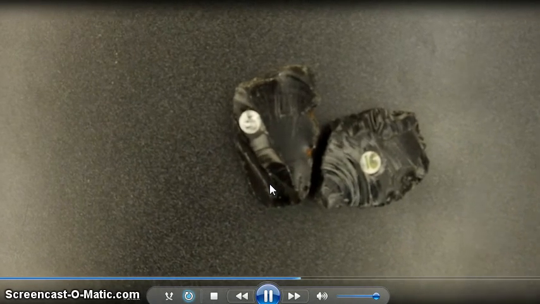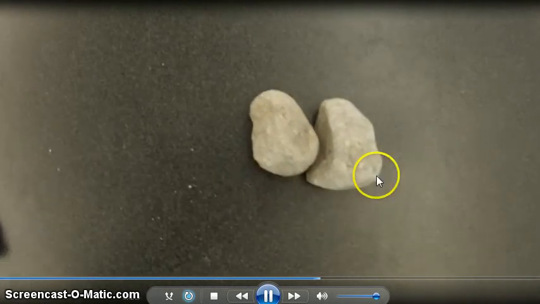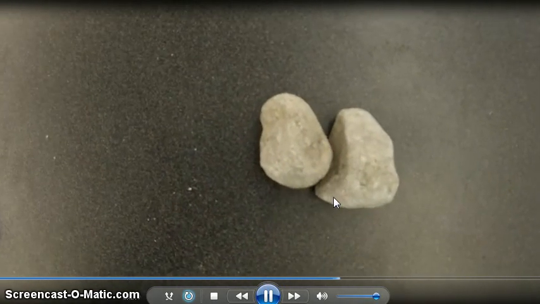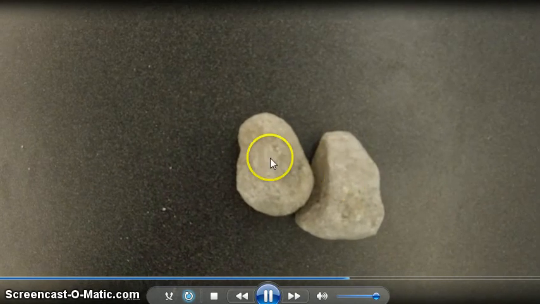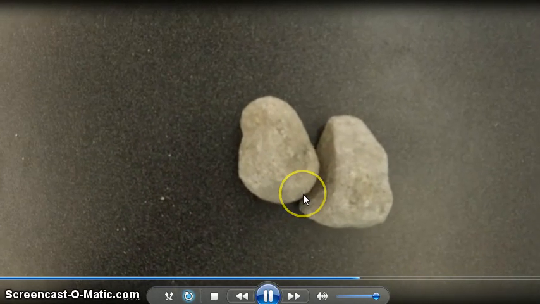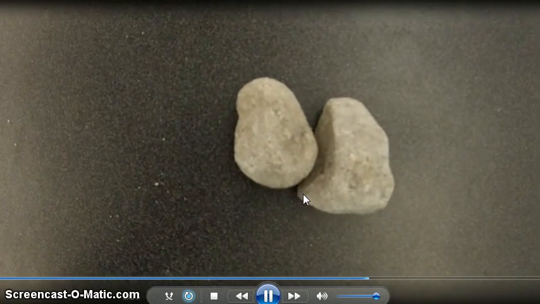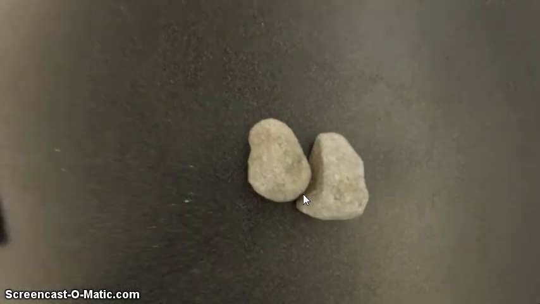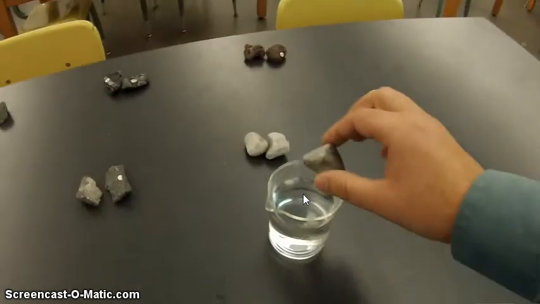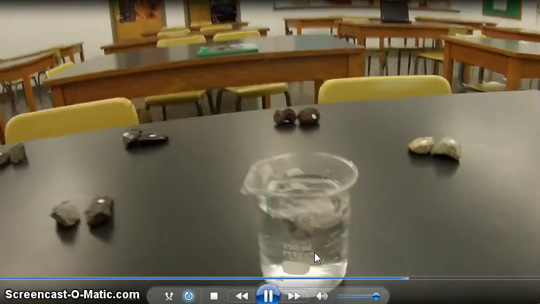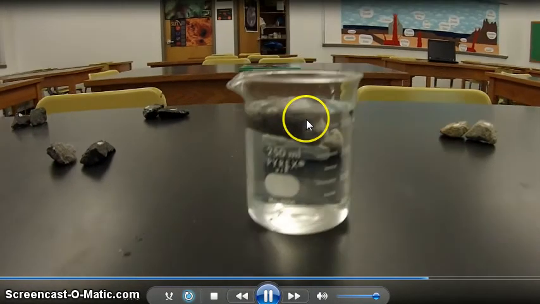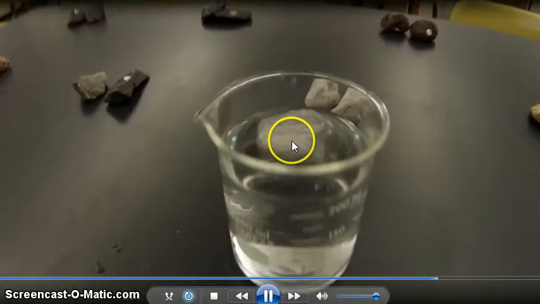From there we're going to go on to pumice. Here is our pumice. Pumice is a very, very light, low density rock that actually has air trapped inside because it cooled so quickly. One of the interesting things with pumice is that it floats in water. Its density is so low and there's enough air bubbles trapped inside of it that actually allow it to float in water.